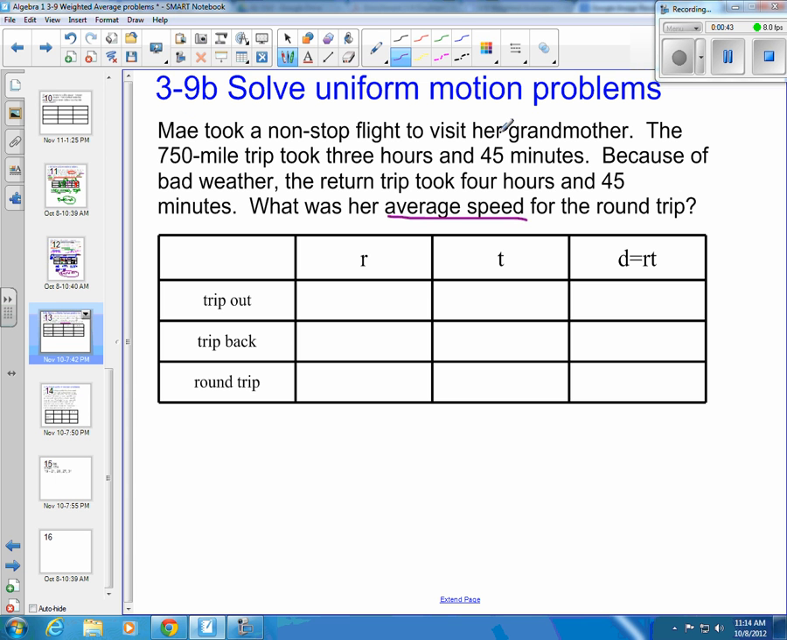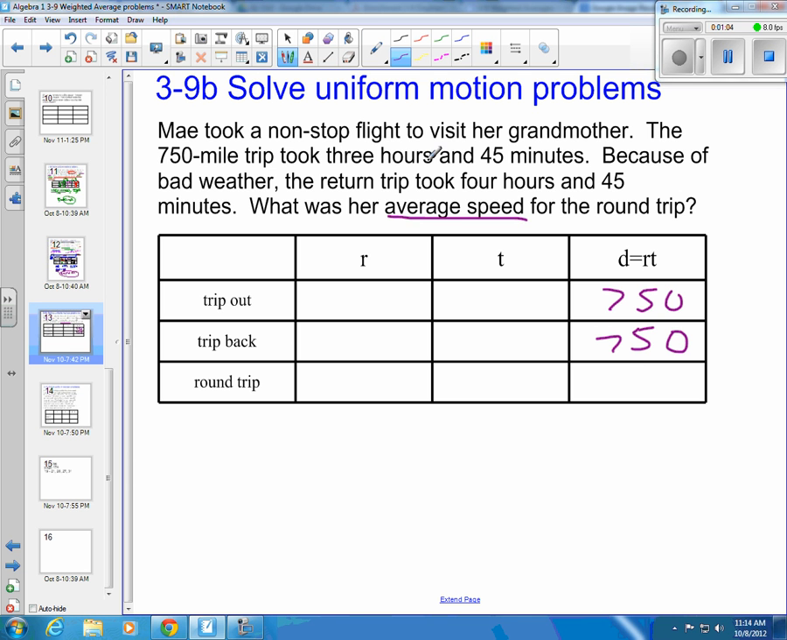May took her nonstop flight for her grandmother. She took a 750-mile trip, so that's going to be your distance, right? The distance out is 750. The distance back is 750. Let me clean that up just a bit. There we go, 750.